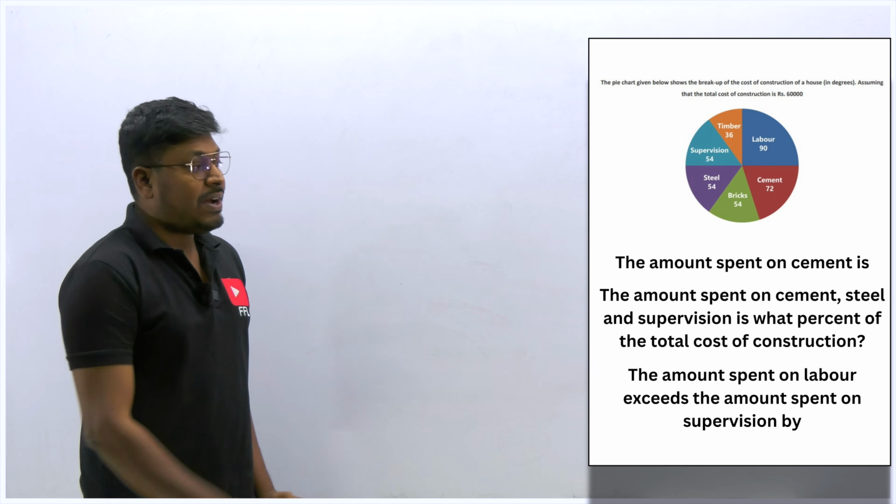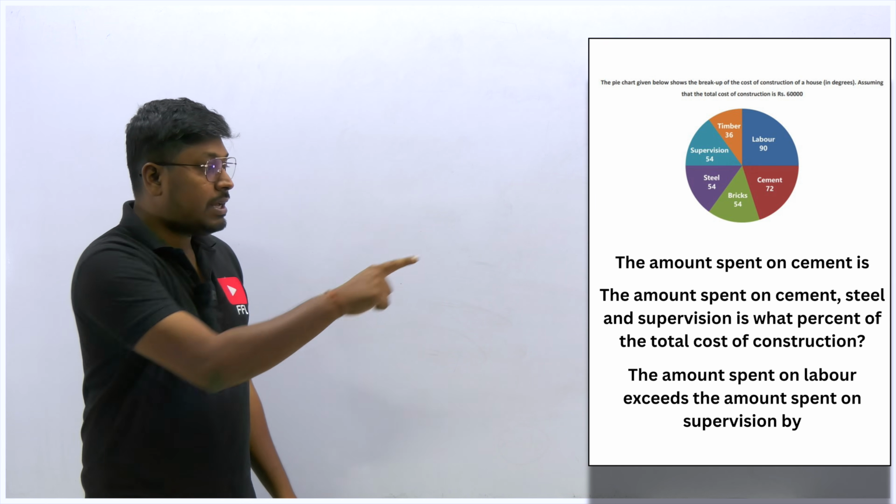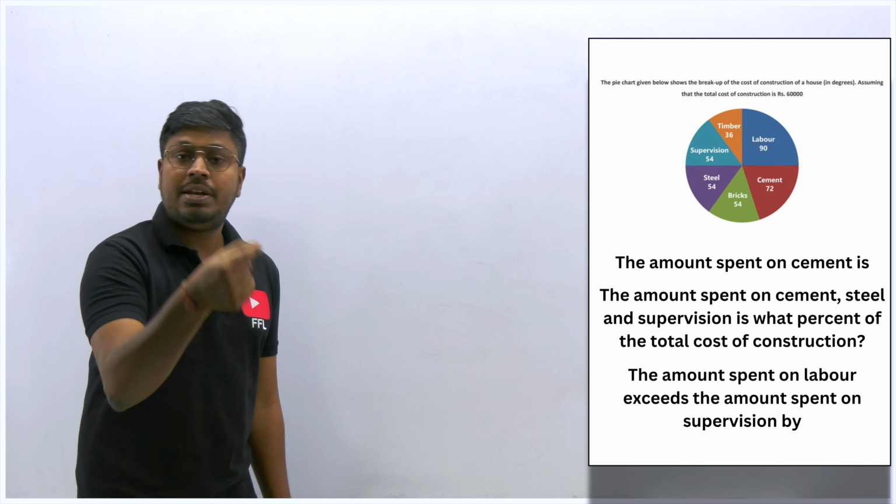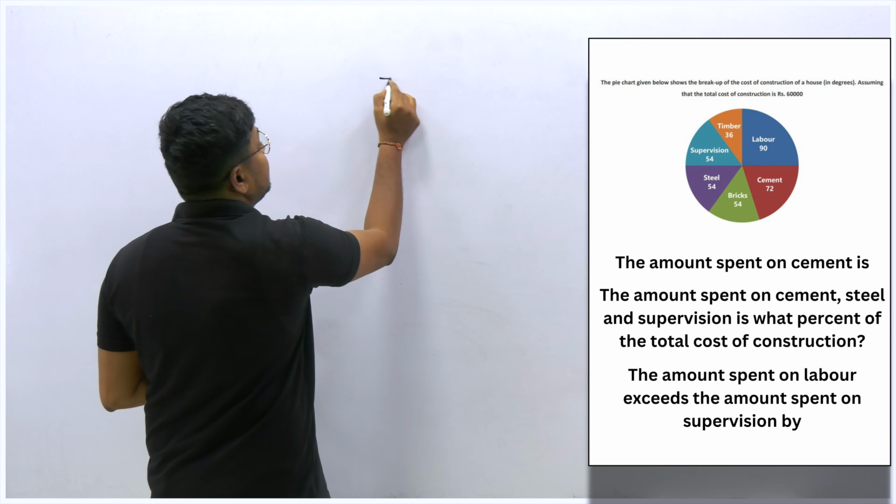Now we need to find the amount that is spent on cement. So how much is cement? 72. All the values are in degrees. So we need to find what 72 degrees is.